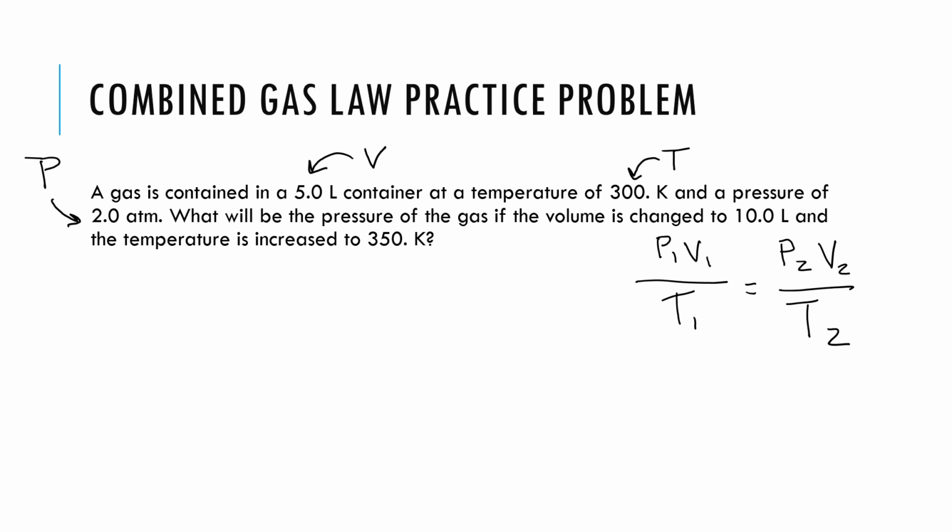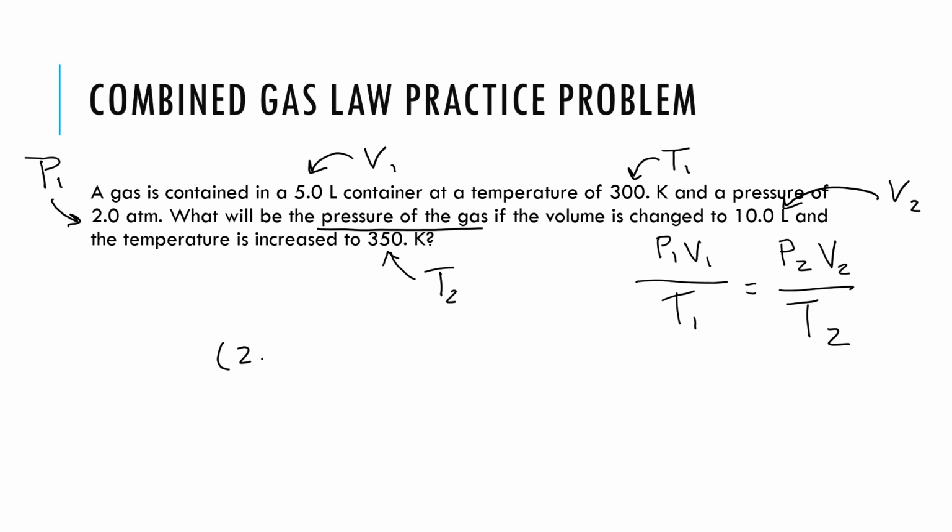This is our pressure. Now it says, what will be the pressure of the gas if the volume is changed to 10.0 liters, so another volume, and the temperature is increased to 350 Kelvin, another temperature. So I'm going to make the 2.0 atmospheres our P1, our 5.0 liters V1, our 300 Kelvin T1, then we have our V2 and T2, and we are solving for P2. Now let's plug everything in here.